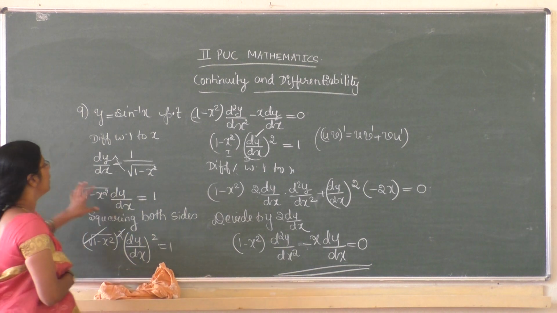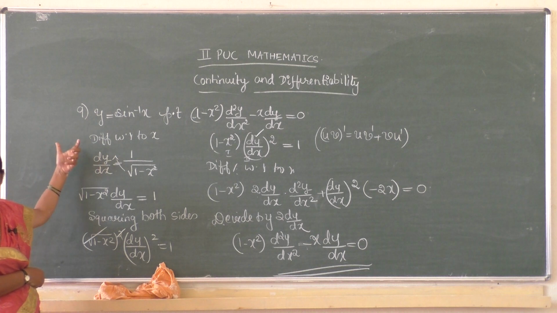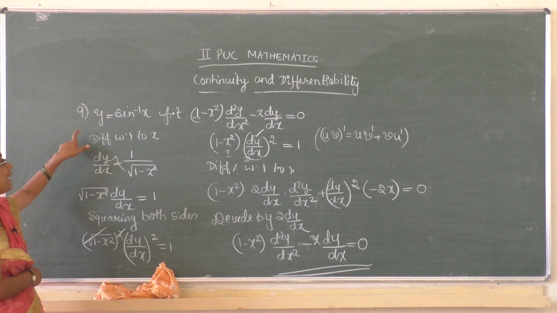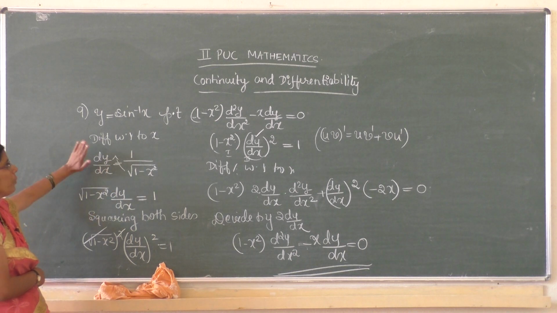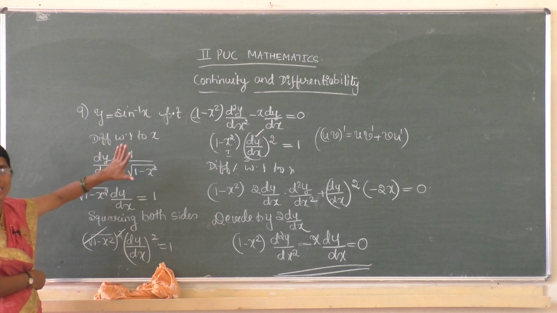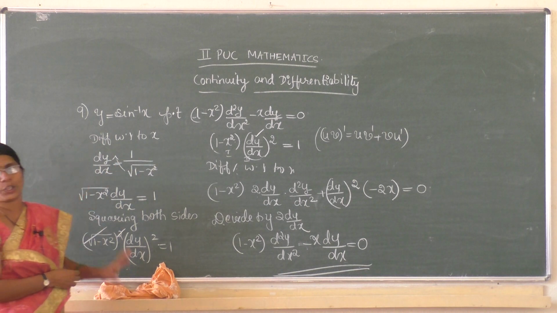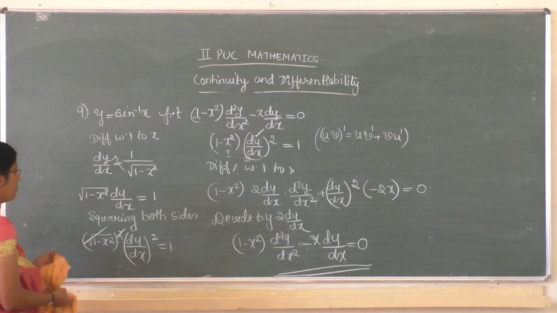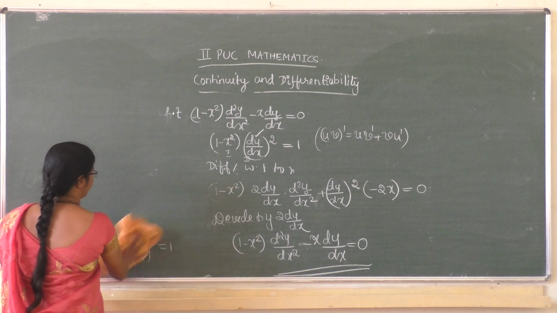So any one method you can follow. If you feel the first method which we used to get the differential equation for cos inverse x is easy, you use the same method if this question is also asked. If you feel this is easy, then use this particular method. Any method is possible. So we consider now the next problem.